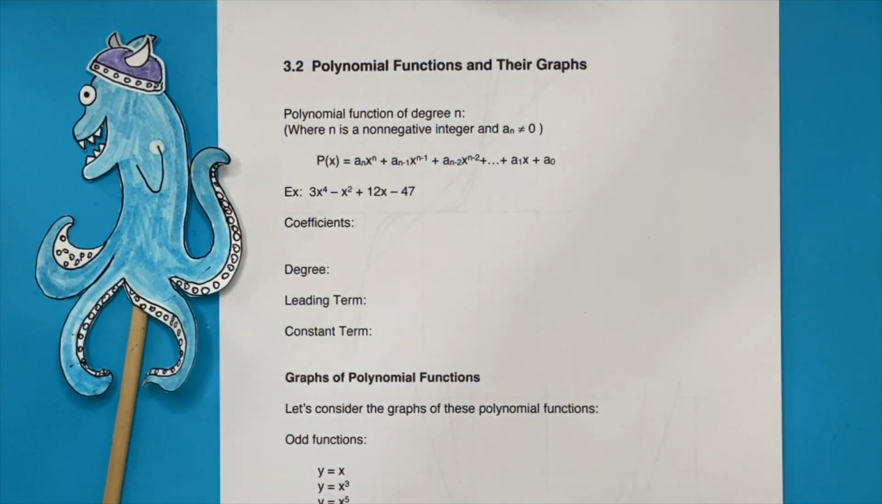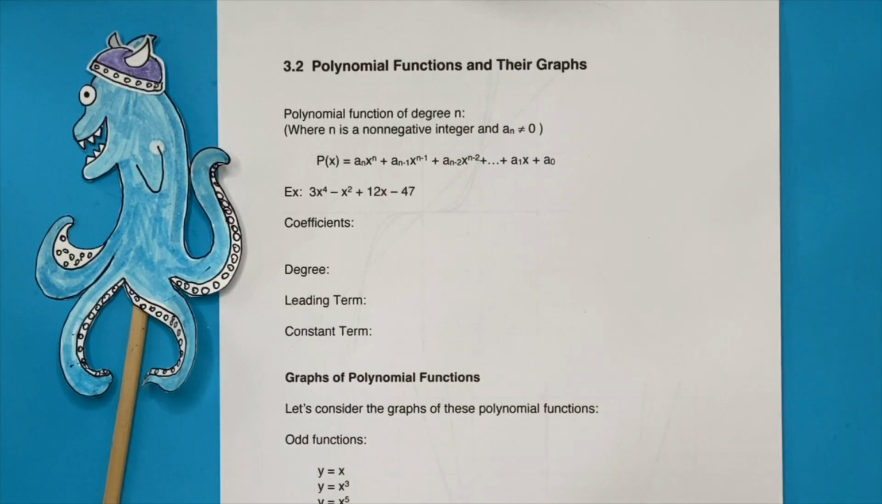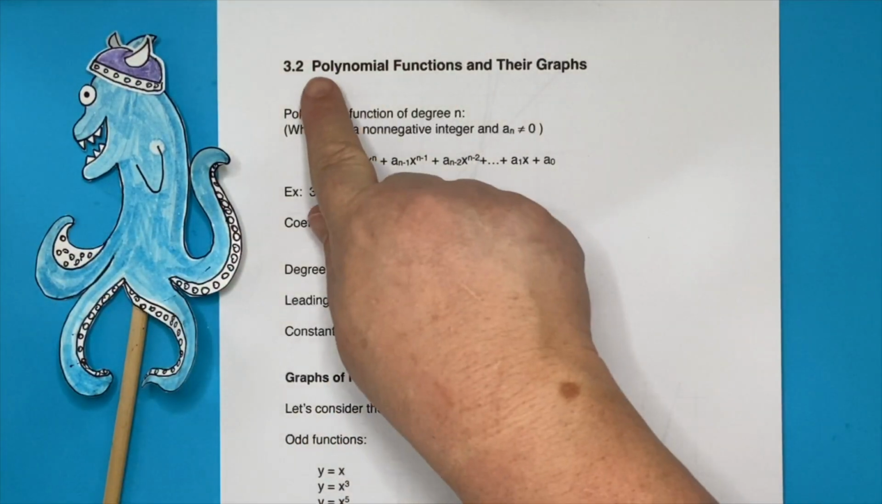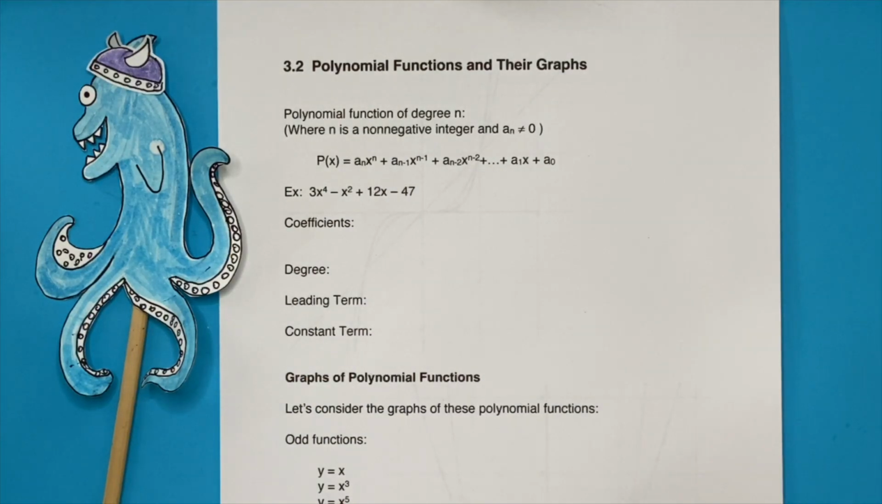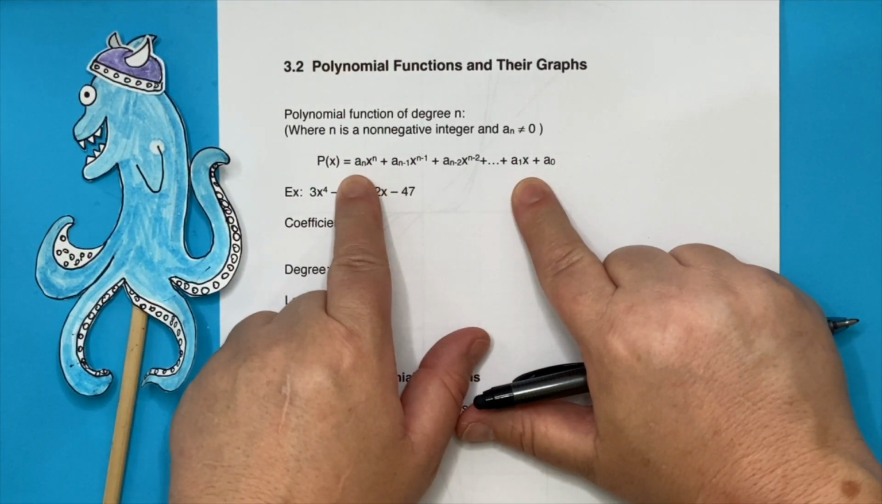Woohoo! Welcome back. Today we're going to be studying polynomial functions and their graphs. And I've invited Sharktopus to join us because Sharktopus has many arms, just like polynomial has many nomials, many terms. And we're going to start off with the model for a polynomial function.